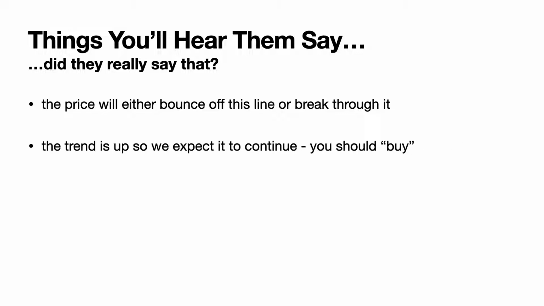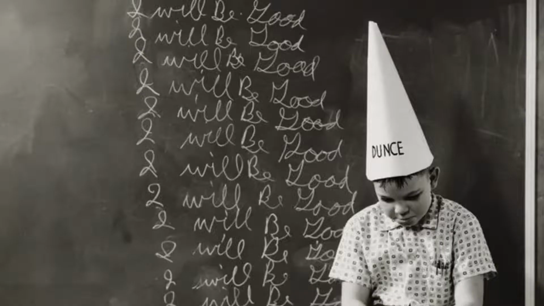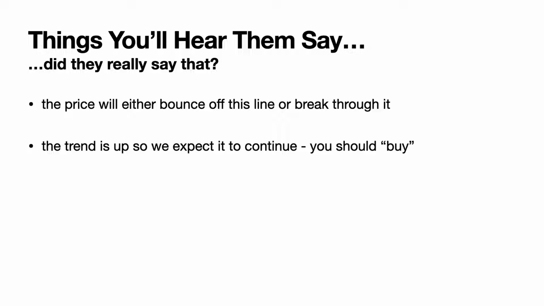The next one: the trend is up, so we expect it to continue. They will literally draw a line on the chart upward as the price bounces off of it and goes up and down and up and down. And they say, you should buy. The truth is, you could also be in a sell trade and be profitable, because the market's random and they don't know where it's going to go. Now, this next one, before I put it up on the screen, slow your brain down a little bit.